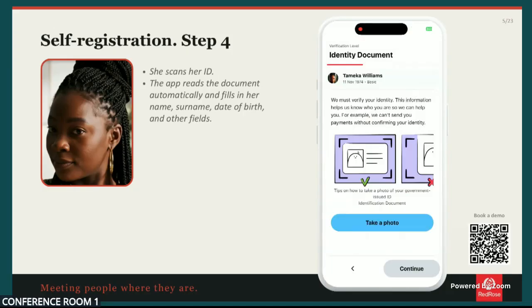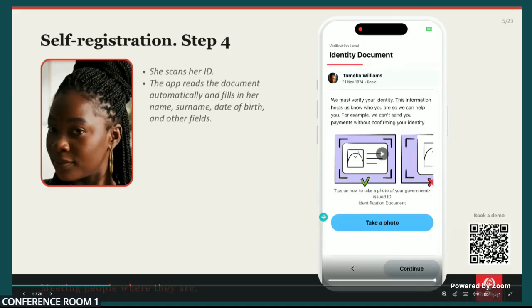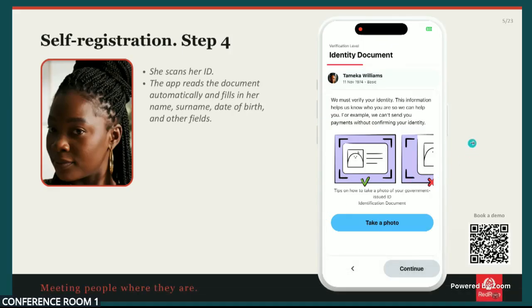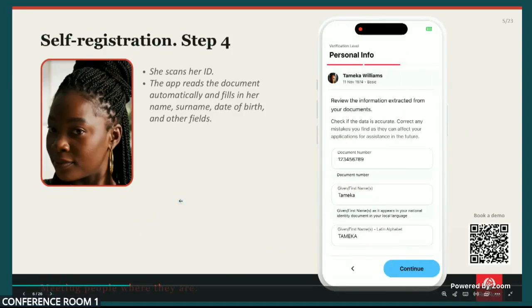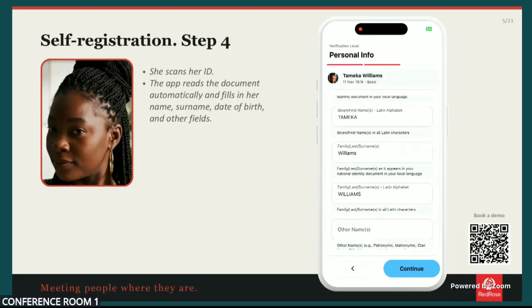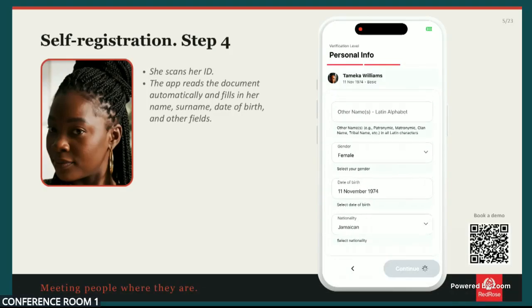Now we're scanning the ID. Miss Williams is scanning both sides of her ID. And what's going to happen is that the system will read the document and basically fill in all of the fields automatically. If I'm able to. Yes. So here you can see the first name, surname, both in local language, in Latin alphabet, date of birth, etc. Basically, all of the data that's available on your ID is being scanned automatically, right? And she doesn't have to type anything that she doesn't have to. So this document scanning and OCR engine is already built into the application.